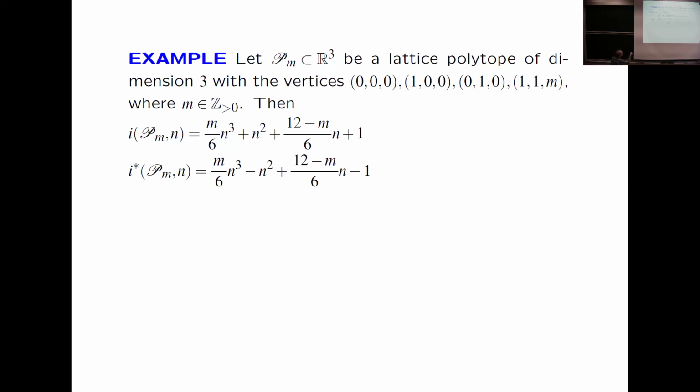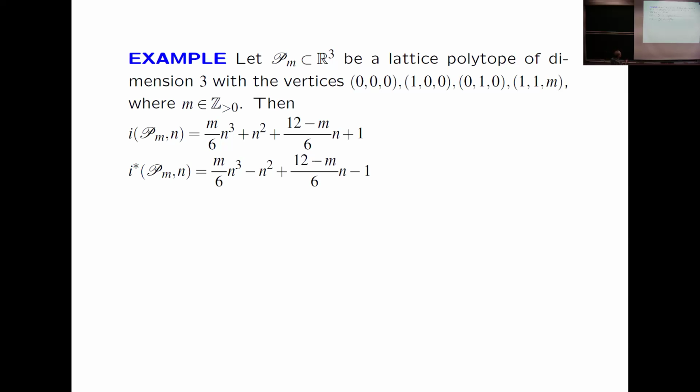Exactly, this is the plus and this is the minus. This is the plus and minus, and this m over 6 is the volume of this polytope. The volume of this polytope is the quotient of this m over 6.